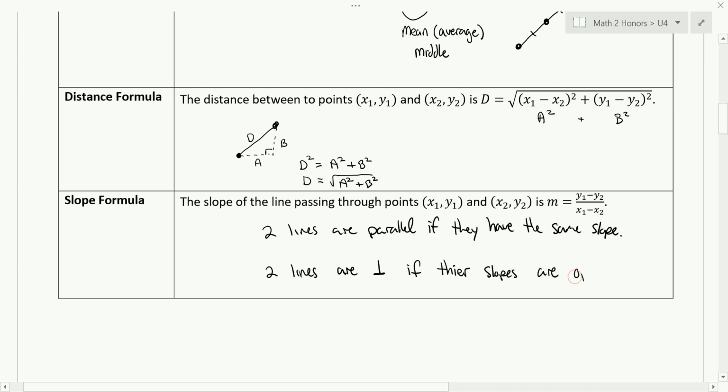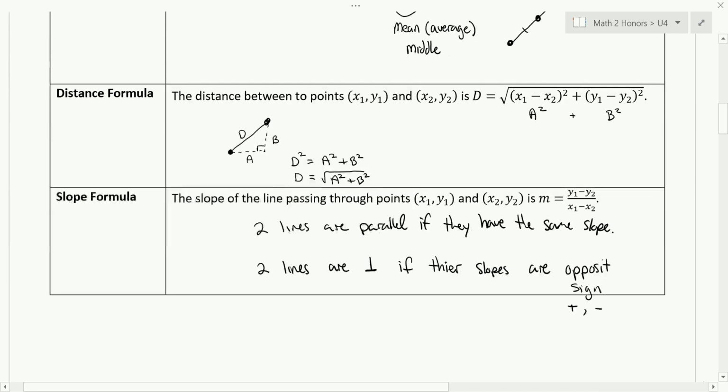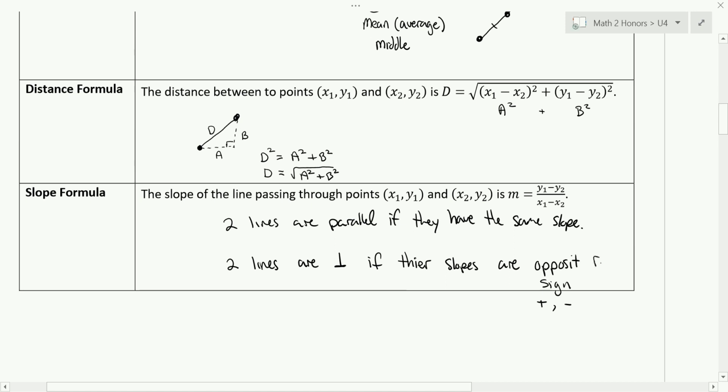Yeah, Leah? Yep, so opposite in terms of sign. So one's positive, one's negative. Not only that, but reciprocals. So opposite reciprocals. Okay. So let me give you some examples. So if one of them has a slope of negative 1/2, what would the opposite reciprocal of that be? Positive 2/1, or positive 2.